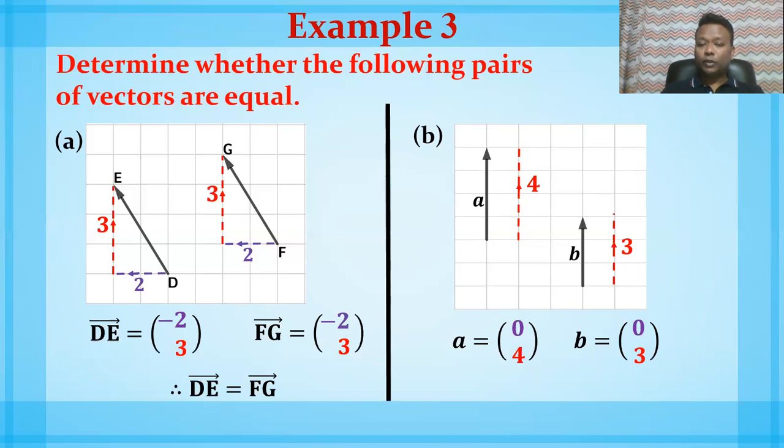Here, observe that the vectors A and B are not represented by the same column vector. Therefore, A and B are not equal vectors. Students, now you're going to learn about negative vectors.